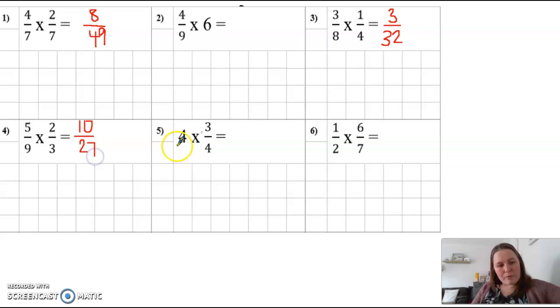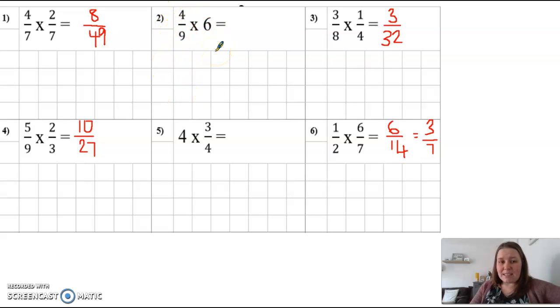Again, I'm going to skip number 5 to do it at the end. Number 6 here, 1/2 times 6/7. So 1 times 6 is 6, and 2 times 7 is 14. Now you may have noticed for this one, we could simplify it because I could divide them both by 2. And so if you did that, you would have got 3/7 as a final answer. If you didn't simplify, it doesn't matter at all. 6/14 is also correct. Let's go back now then to the ones which are fractions times whole numbers.